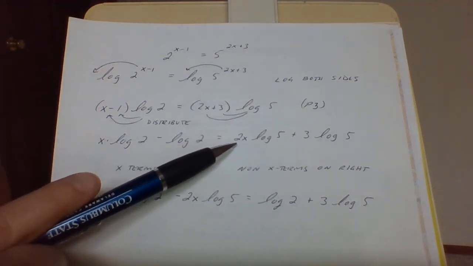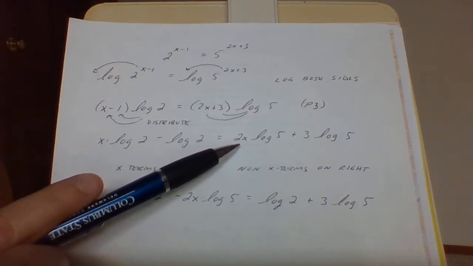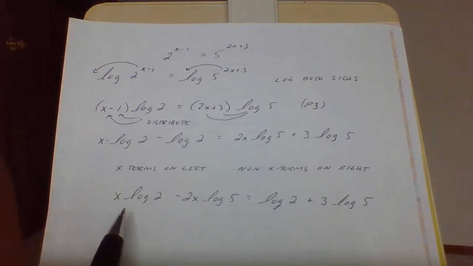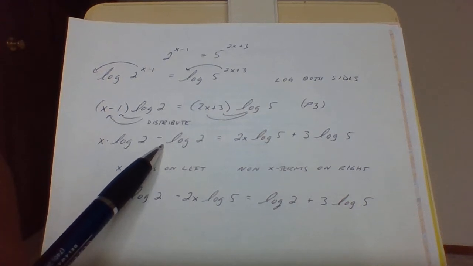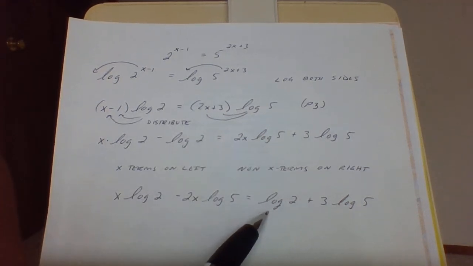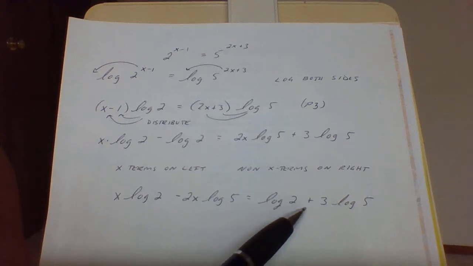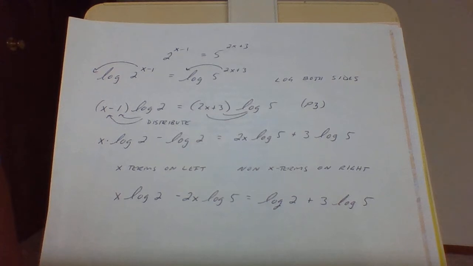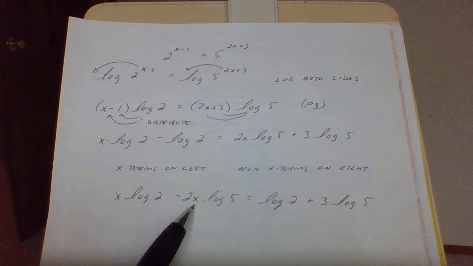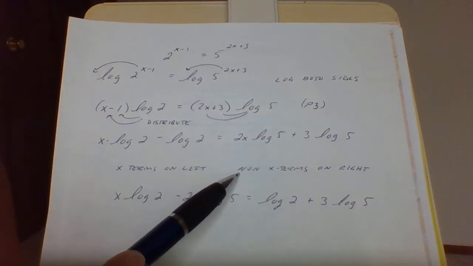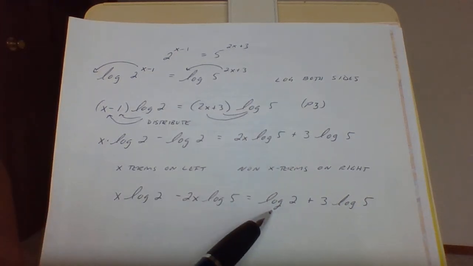So I subtracted my 2x log 5 from both sides. So my left-hand side now is going to read x log 2 minus 2x log 5. And I added my log 2 to both sides and got log 2 plus 3 log 5. Now I have a situation where all my x terms are on this left-hand side. You see an x in this term and in this one. All my non-x terms are on the right-hand side. There's no x's that appear over here.